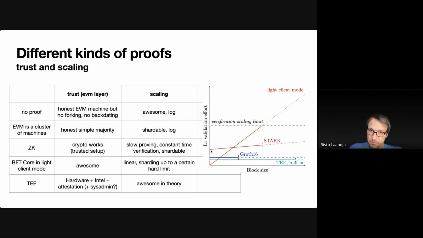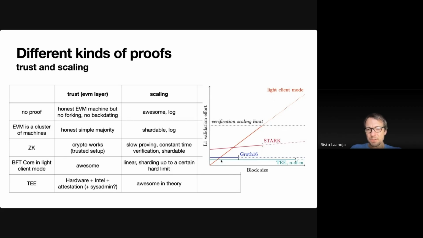And the darker red is STARKs. The proof is a bit bigger, as I said, 1.6 megabytes, but it takes less effort to prove. This vertical line here is just the proving effort limit. We just cannot afford to add more hardware, so there is a hard limit on how many transactions we can put into a block. But layer 1 doesn't care. The limitation is at the layer 2 side. If you have small proofs using Groth16, then the proving effort limit comes faster.